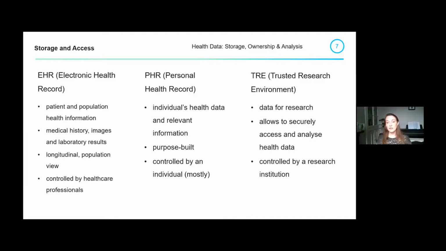And here the data is mostly controlled by the research institution or any other organization who is the main data controller. So they'll assess who gets access to the data, and when you want to access this kind of data, you need to apply generally and say, why do you need to do this analysis? Why do you need to access this?